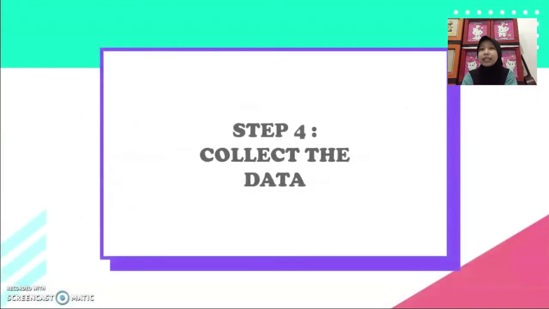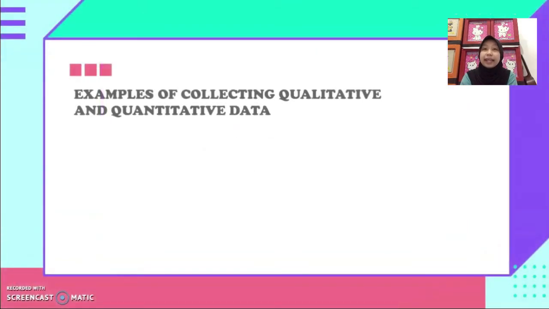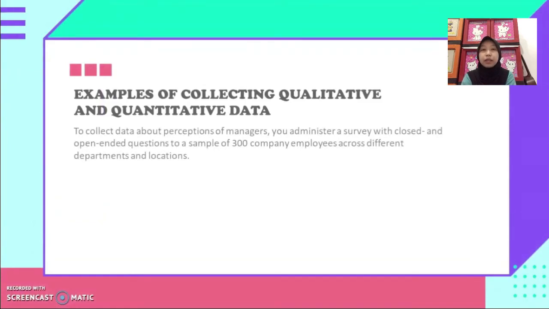Last step is collect the data. Finally, you can implement your chosen methods to measure or observe the variables you are interested in. Examples of collecting qualitative and quantitative data. To collect data about perceptions of managers, you administer a survey with closed and open-ended questions to a sample of 300 company employees across different departments and locations.